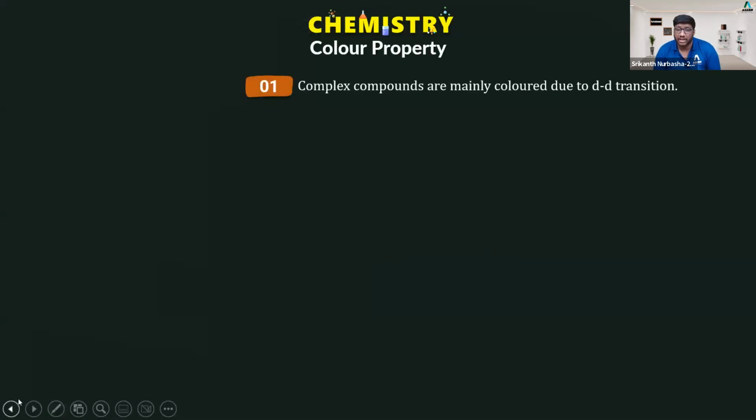Then the next thing is the color property, which was one of the drawbacks of valence bond theory. Yes or no? The color property is a drawback of valence bond theory. Complex compounds are mainly colored due to d-d transitions. So up to now we have seen that the d orbitals are not degenerate. They split into two levels in octahedral and tetrahedral complexes. So the electron can go from the lower energy d orbital set to the higher energy d orbital set whenever it absorbs energy from an outside source, like light energy or thermal energy. So complex compounds are colored due to d-d transitions.